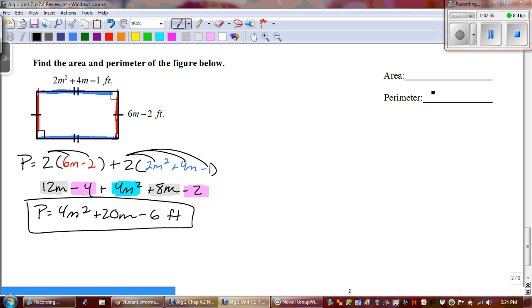Okay? So I know the space they wrote up here is kind of small, so if you can fit all that in: 4m squared plus 20m minus 6 feet. Okay? And now when we find area, area equals your length times your width. So we have the 6m minus 2, and then the 2m squared.